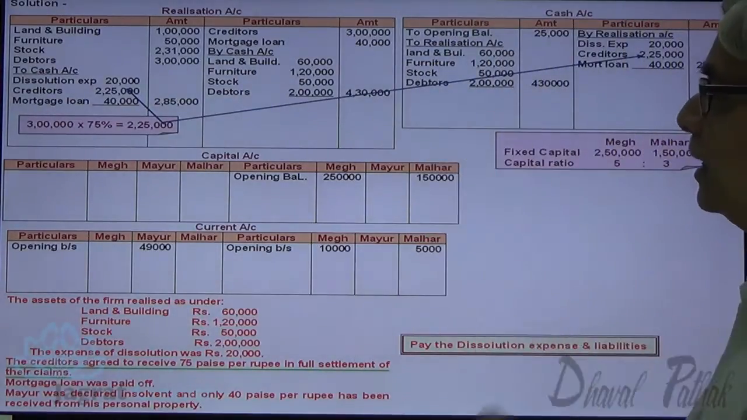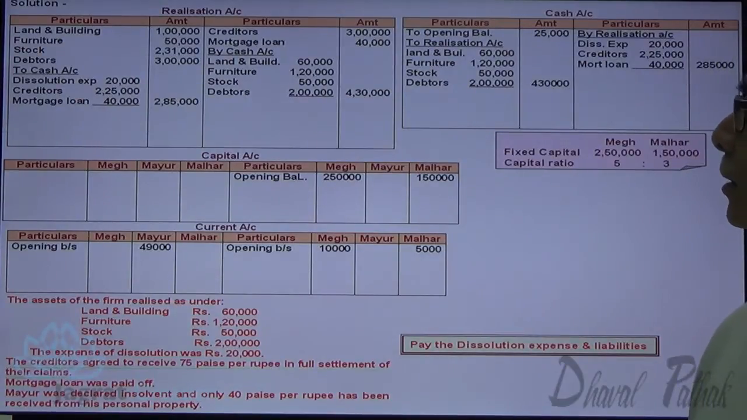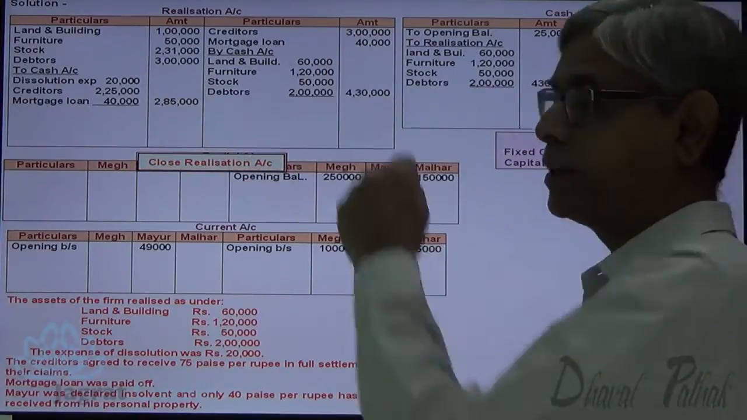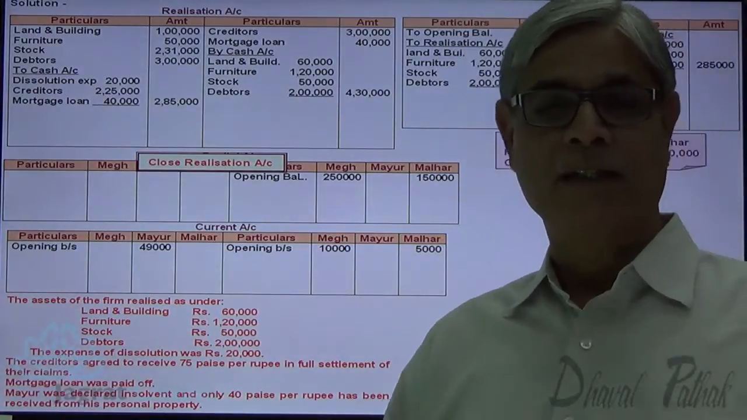So assets are realized, liabilities are settled. Now, the next step is to close this realization account, find out the profit or loss on realization of assets and settlement of liability.